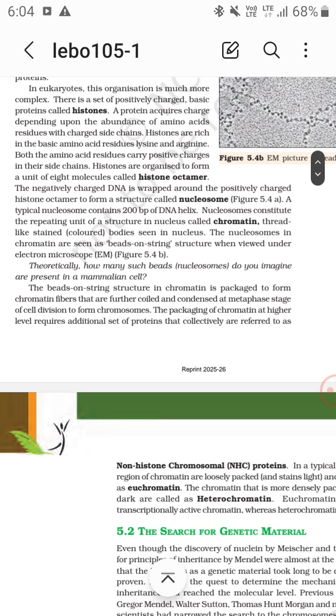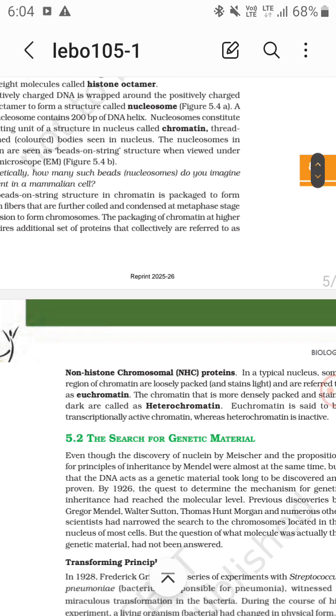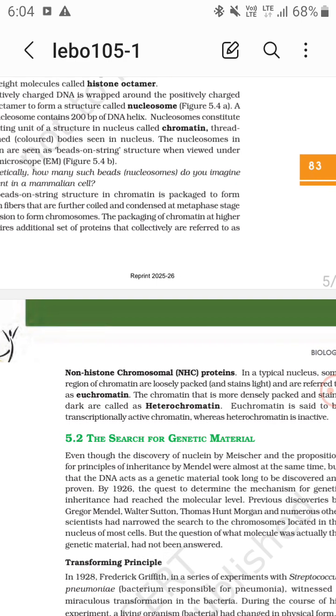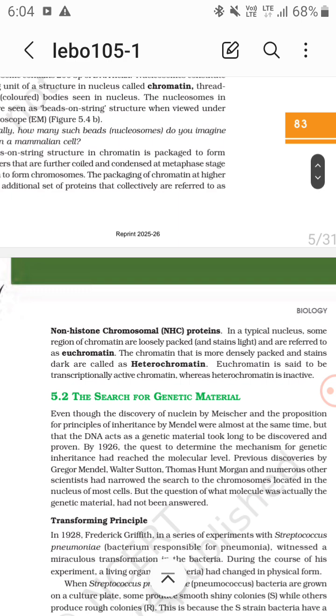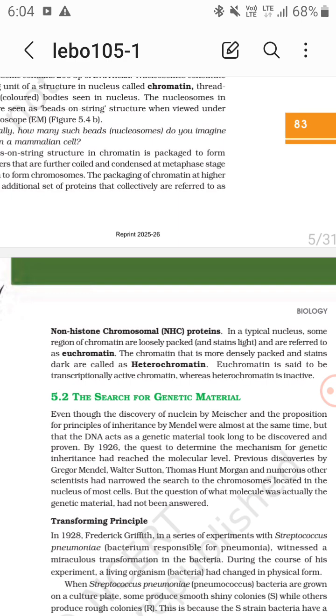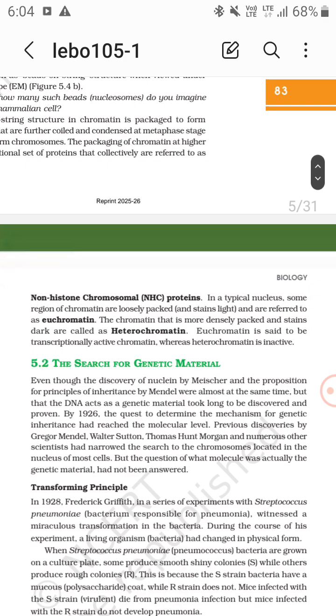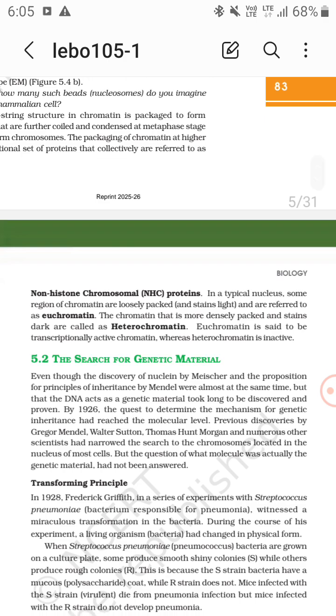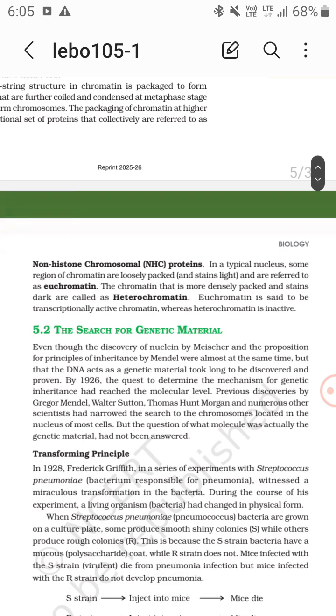Packaging of chromatin at a higher level requires an additional set of proteins that are collectively referred to as non-histone chromosomal (NHC) proteins. In a typical nucleus, some regions of chromatin are loosely packed and stain light; these are referred to as euchromatin. The chromatin that is more densely packed and stains dark is heterochromatin. Euchromatin is said to be transcriptionally active chromatin, whereas heterochromatin is inactive.